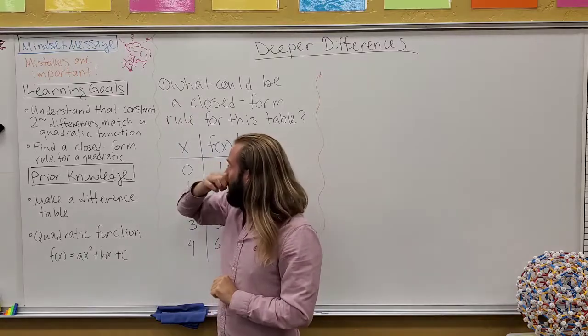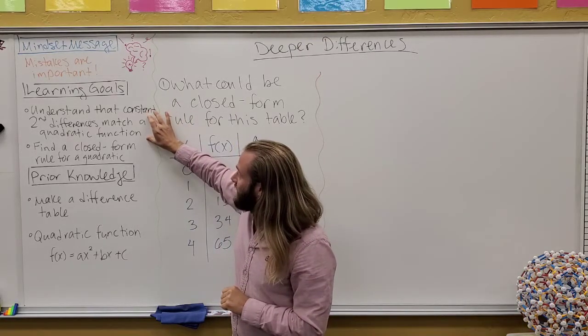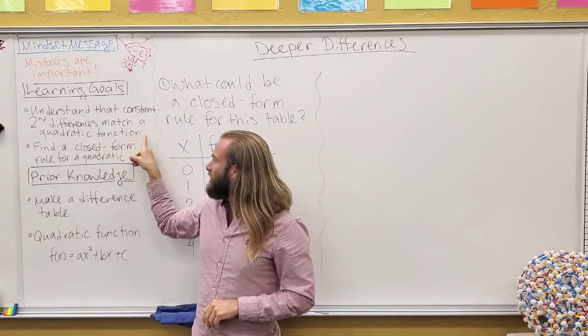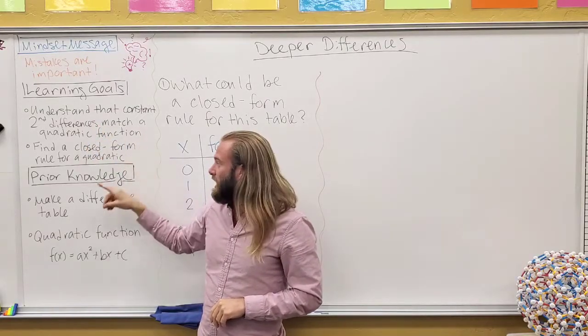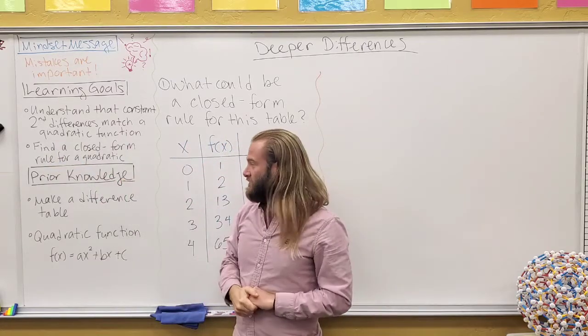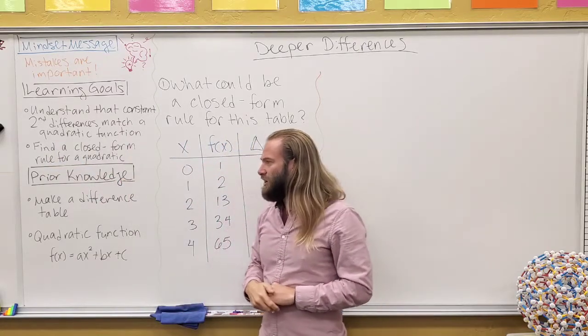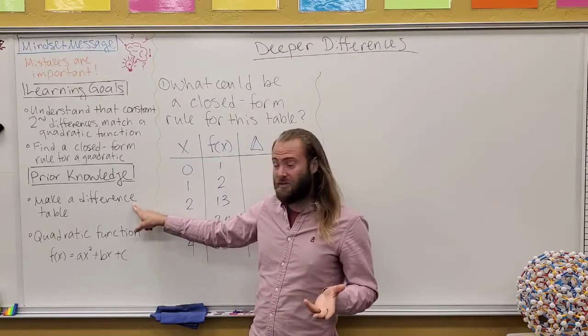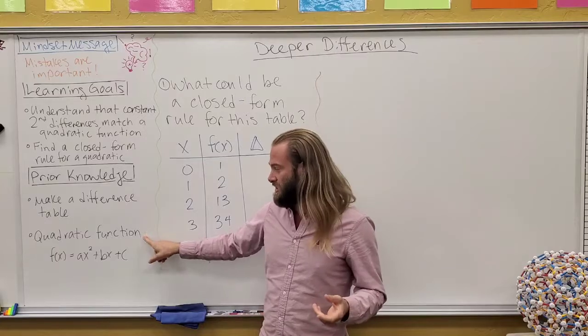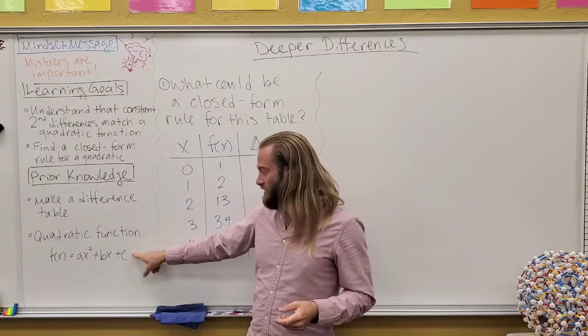Our learning goals for today are, first of all, to understand that constant second differences, which we'll talk about what that means, match a quadratic function, and also to actually find a closed form rule for a quadratic function. Basically, your prior knowledge today is to know how to make a difference table, as well as just remembering what a quadratic function is, and I took the liberty of writing it here.